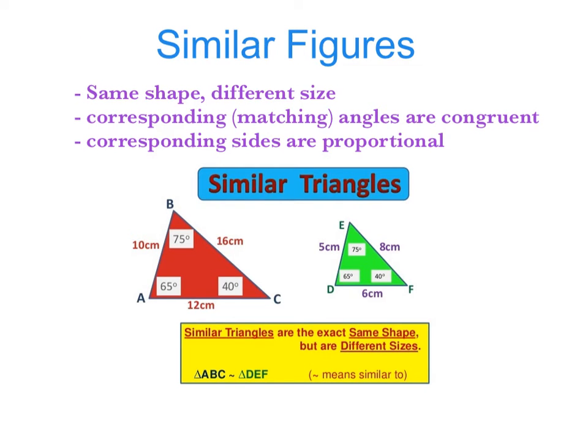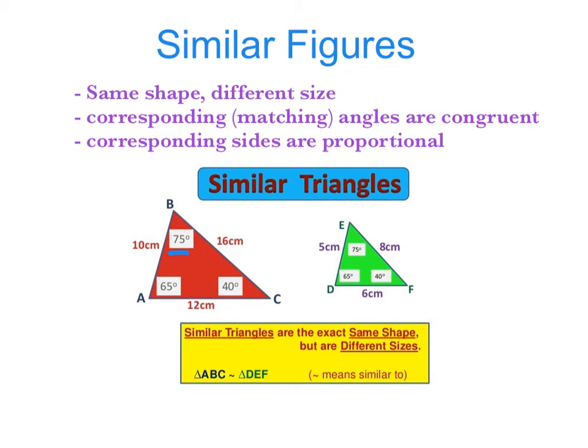The next topic is similar figures. Similar figures are two figures that have the same shape but different size, so one is usually larger or smaller than the other. And to see this, or to prove it, your corresponding angles, or your matching angles, are congruent. They are exactly the same. And your corresponding sides, your matching sides, are proportional. So let's take a look at these angles.